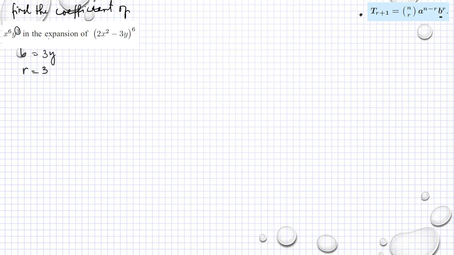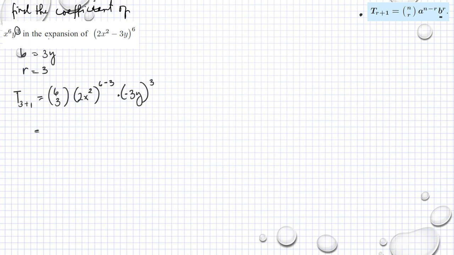b raised to r is 3. So we have now t sub 3 plus 1, which is equal to 6 taken 3, multiplied by a, which is 2x squared raised to 6 minus 3, multiplied by negative 3y raised to 3.